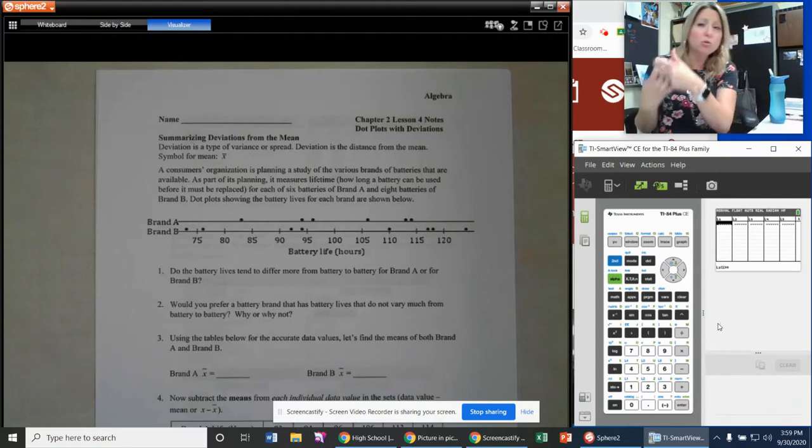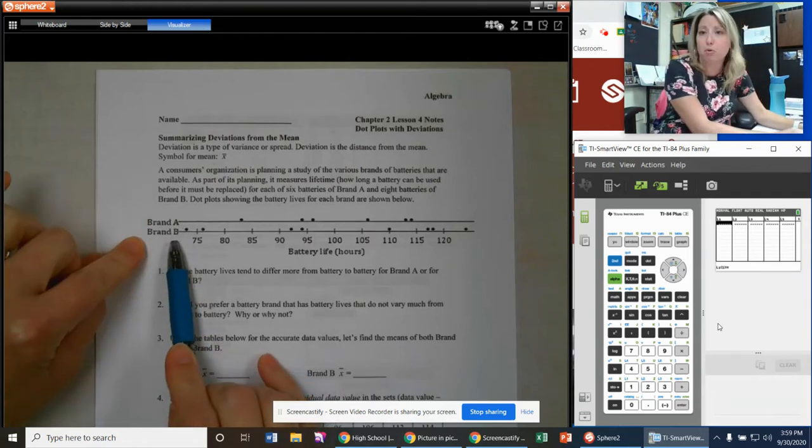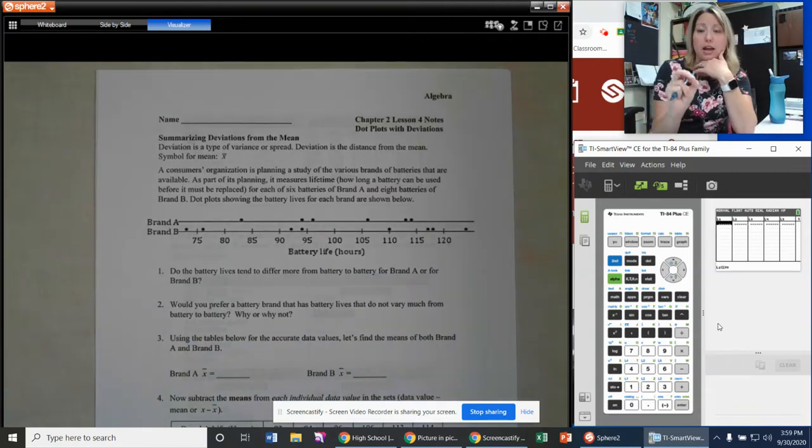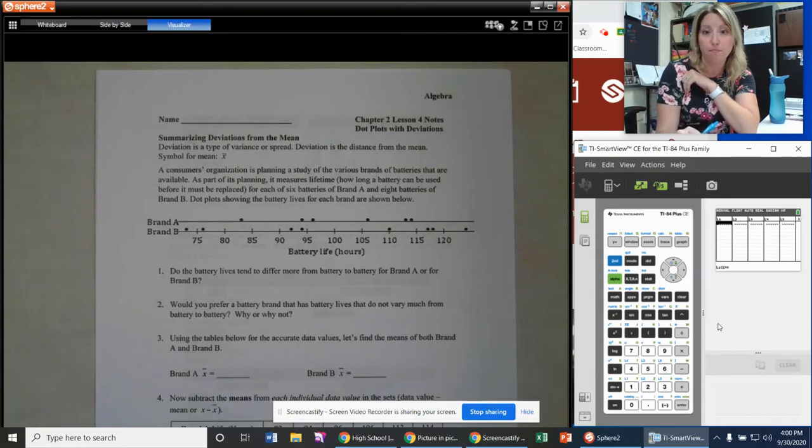Usually how I start this particular lesson is we have these two dot plots for brand A and brand B batteries. I give everyone a minute to look at these two dot plots and tell me right now, if you were going to the store and needed to buy batteries, are you buying brand A or brand B based on these two dot plots alone? So pause it, look at your dot plots, think about it.